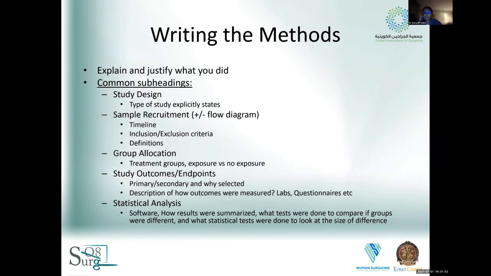And then the last section tends to be statistical analysis. So what software did you use? How did you summarize your results? How did you compare groups? What tests did you do? And how did you look at the difference in size, did you do odds ratios or whatever? And at the beginning, you'd also put a statement of ethics. So ethical approval was acquired, by the MOH Ethics Committee, for example.